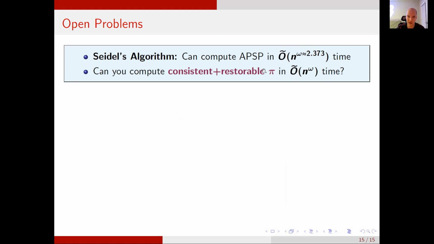So this is a great, very fast algorithm for all pairs shortest paths, but Seidel's algorithm promises you nothing about the tie breaking. So an interesting open question, I think, is whether you can compute one of these consistent restorable tie breaking schemes in the same amount of time, in matrix multiplication time. That would be a very interesting thing to do, and it would speed up some of the applications that we suggested even further.